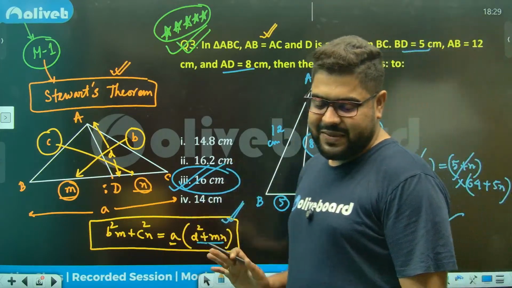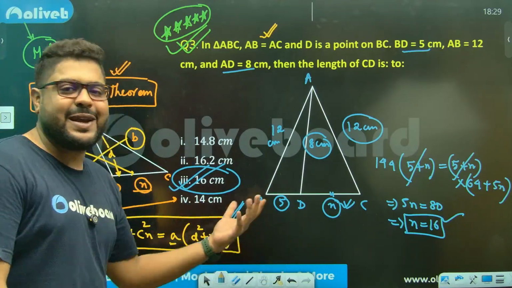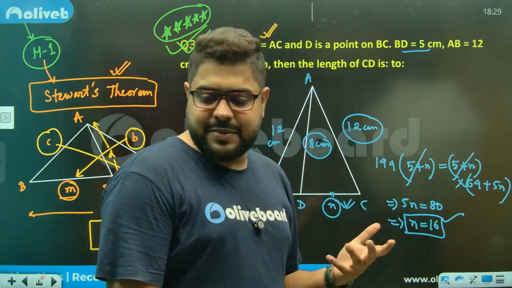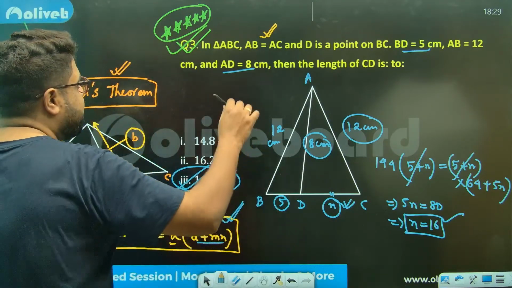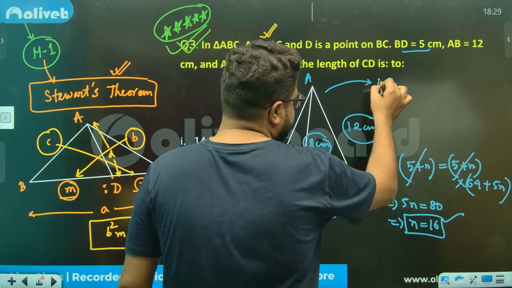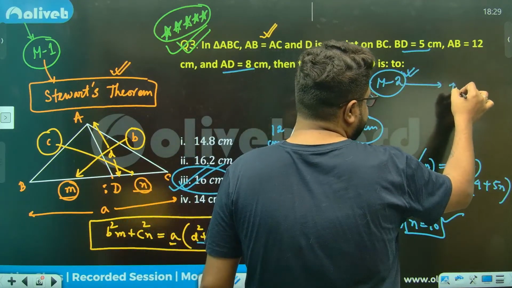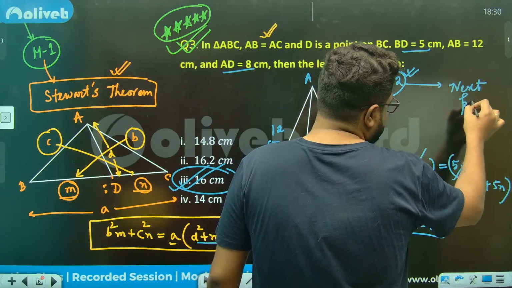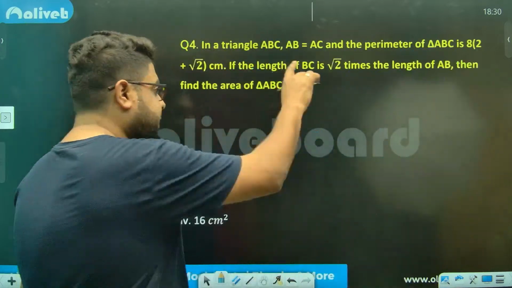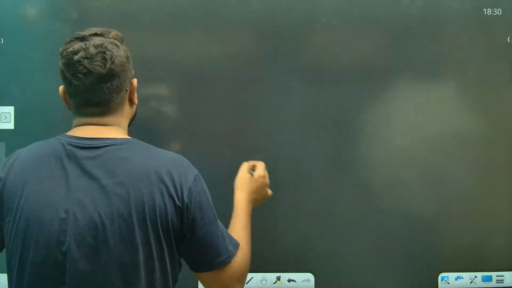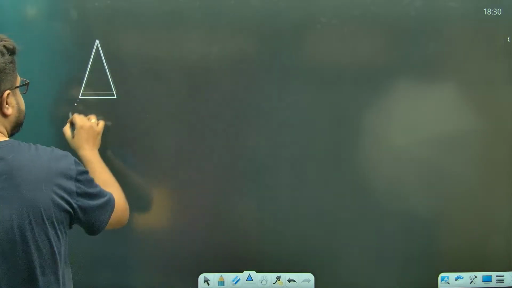Stewart's theorem means this. Now, please understand, many of you might say, sir, I don't know Stewart's theorem, then how can I solve it? So let me give you a general method as well. Method 2, the general method. Next page I'm writing. I'll show you another question based on this method as well, because there will be questions where this method will be required. So remember this. If I go with this logic, I'll do the same question.